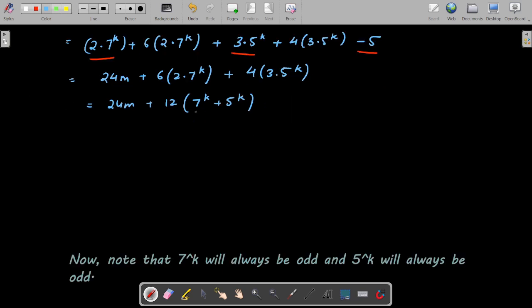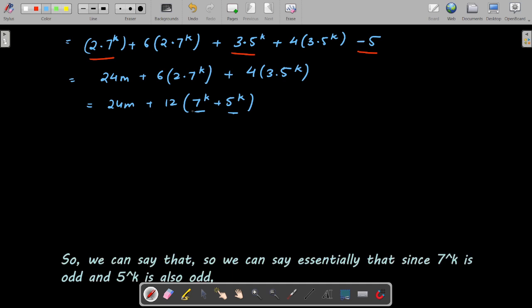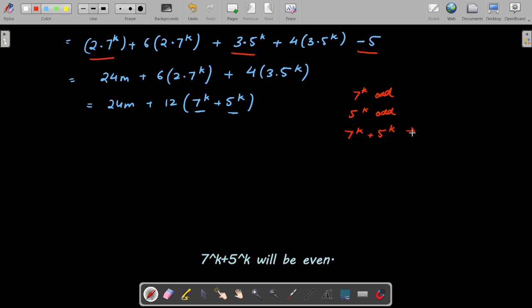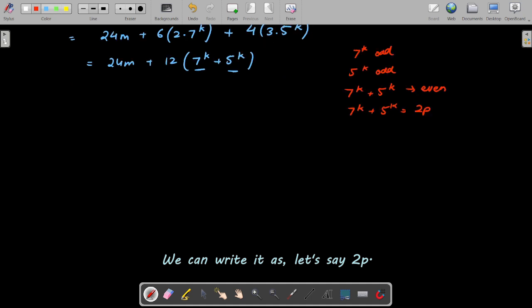Now note that 7 power k will always be odd and 5 power k will always be odd. So we can say that since 7 power k is odd and 5 power k is also odd, 7 power k plus 5 power k will be even. So we can write 7 power k plus 5 power k as, let's say, 2p, right? Because it's even.